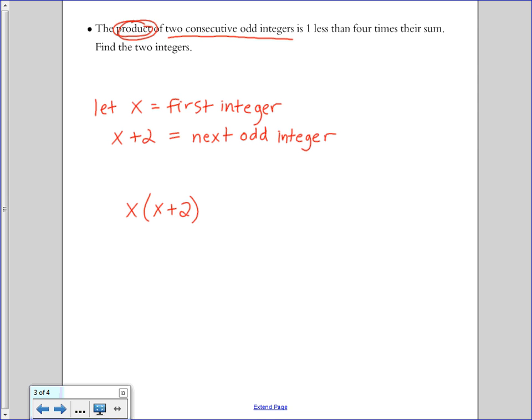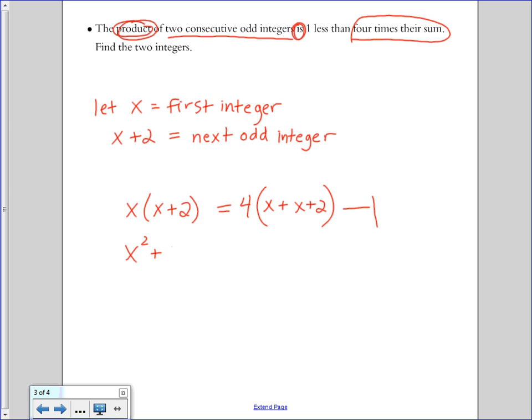The product of these two integers is, there's my equal sign, 1 less than, remember that that minus 1 goes at the end, 4 times their sum, which would look like this. 4 times the sum, because sum means addition. So I've set up my whole equation. Now it's my task to simplify it and solve it.